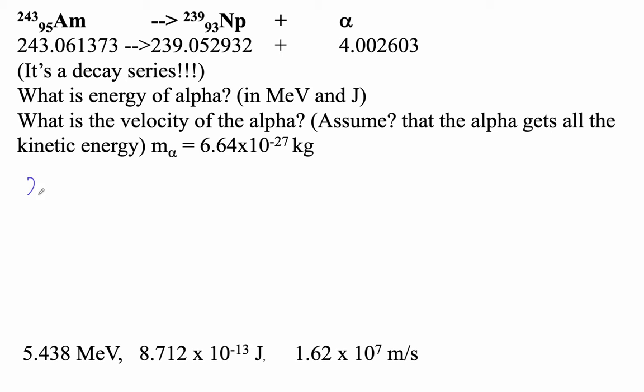The left side is 243.061373, right? And then we're going to subtract. Let's add these guys together. 239.052932 plus, and then remember we look up, this is a neutral helium atom, right? So plus 4.002603.